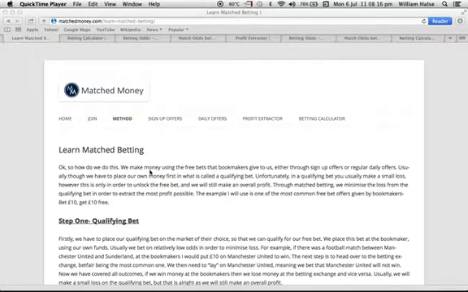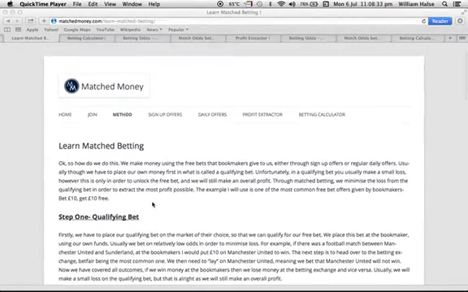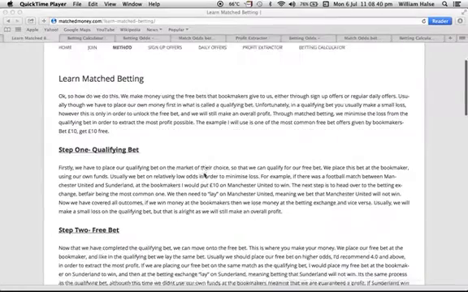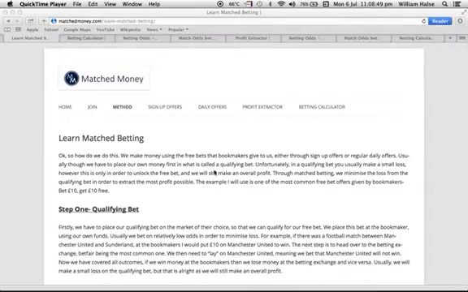Today I'll be teaching you the basics, so what a back bet is, what a lay bet is, talking about the betting exchange as well as bookmakers, and giving a worked example throughout. Just a warning: the worked example will be completely different to the one I have on my Learn Match Betting page, just because I'm using real time odds, so it's going to be different.